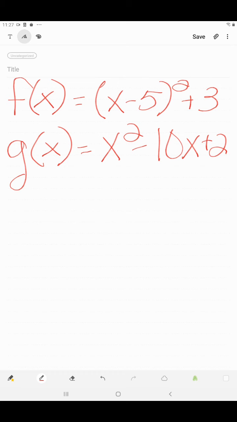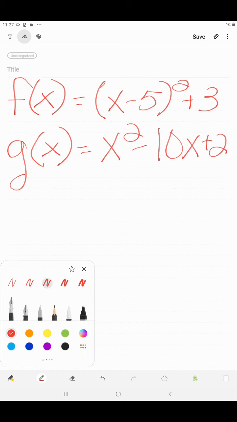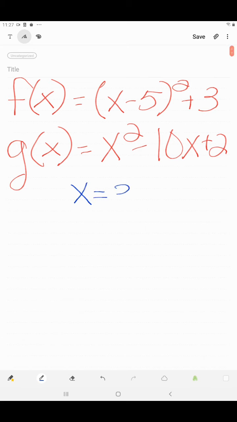Okay. What we want to do, ladies and gentlemen, is go ahead and input a value for x and see whether it is the same for both. I'll show you what I mean. So for the first one, ladies and gentlemen, we have f of x equals (x minus 5) squared plus 3. So let's go ahead and input x equals 3. See what happens, what value we get when x equals 3.